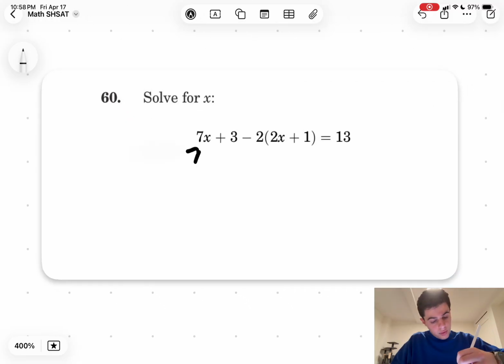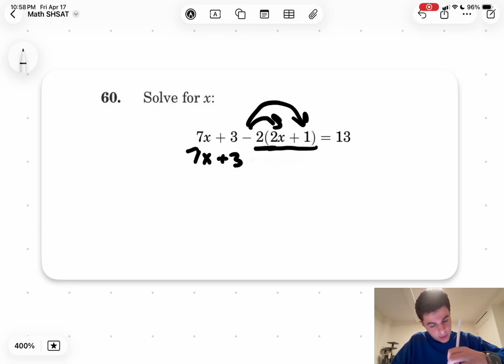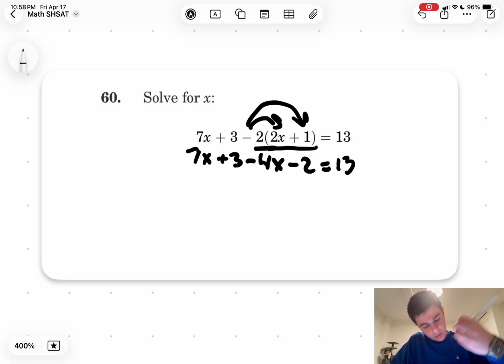Here we have 7x. We're going to leave that. Because of our order of operations, the first thing we're going to do is the parentheses. So we're going to expand out these parentheses. We're going to leave the 7x plus 3, and then we're going to expand out, right, to multiply like that. So we're going to get -4x, because -2 times 2x is -4x, and then -2 times 1 is just going to be -2 equals 13.